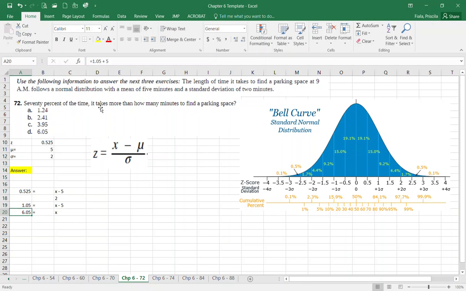So 70% of the time it takes more than how many minutes to find a parking space? 70% of the time it takes more than 6.05, or about 6 minutes. It takes more than 6 minutes to find a parking space. So equals 6 minutes. And that would be problem 72. And tomorrow I plan to do the other 3 problems. Thank you.